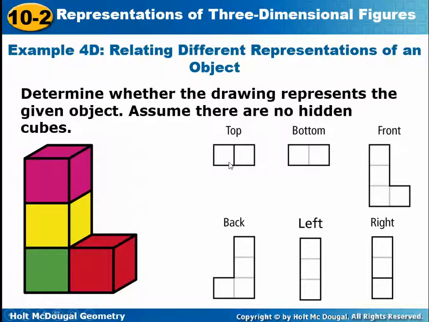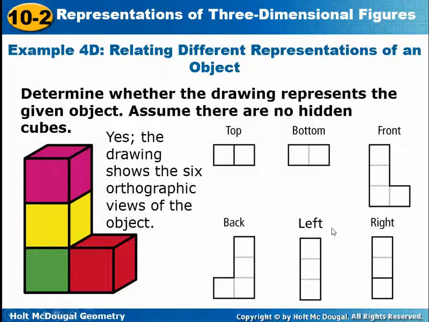Now this one shows the top view. Yeah, there'd be 2 cubes. The bottom view, yep, 2 cubes. The front view looks like an L. The back view looks like a backwards L. The left side would be up and down 3 cubes, and the right side would be up and down. That looks good. That shows the 6 orthographic views of this object.